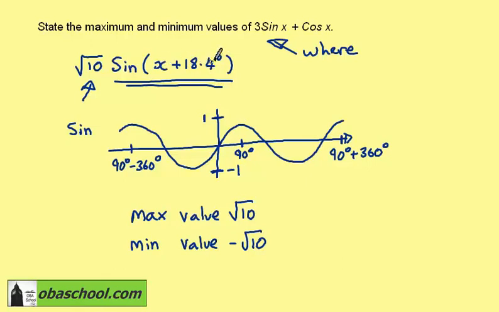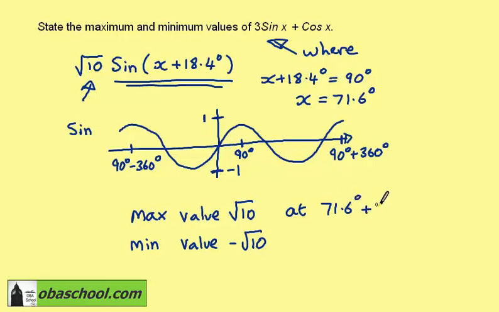So the first is going to happen when this angle is 90 degrees. So we need x plus 18.4 degrees to be equal to 90 degrees. Subtracting 18.4 from both sides, this gives us that x is 71.6 degrees. So we have that the first of these happens at 71.6 degrees, and then the others will occur at multiples of 360 degrees from this value.